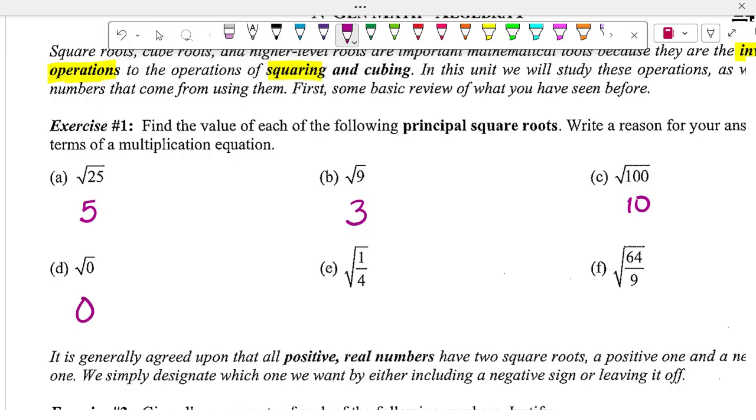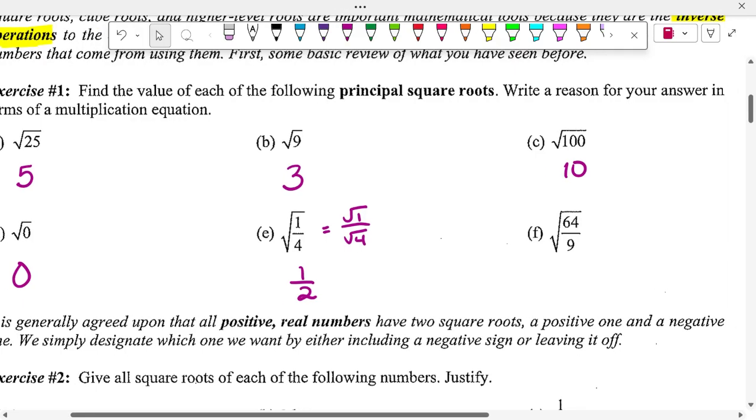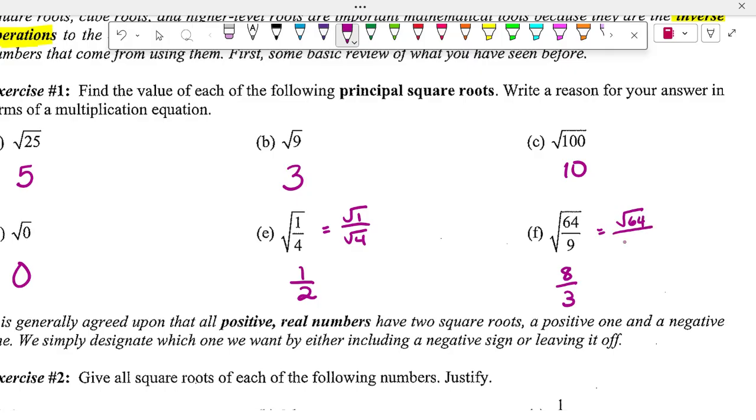We're not there yet. Not yet. All right. 1/4. What do you think? 1/2. So you can rewrite this as the square root of 1 over the square root of 4. So that's 1/2. So 64 over 9? 8/3. Because again, square root of 64 over square root of 9. So those are just basic ones.